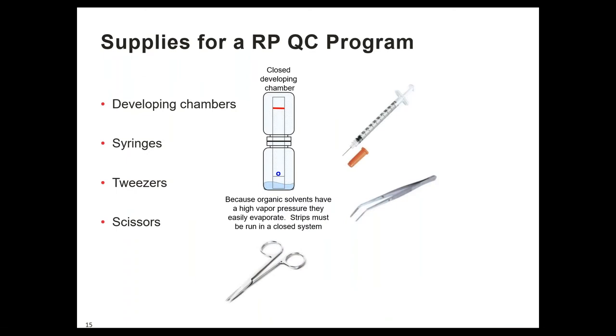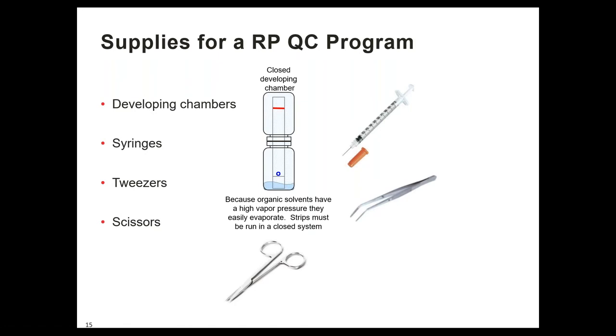So you will need some supplies for your QC program. Let's start off with the developing chambers. I've got illustrated here two small glass vials that have had the rubber stopper ripped out and the aluminum crimp removed, and they're standing on top of each other to make an enclosed environment. If this was saline, you only need the bottom container because saline is water and does not evaporate rapidly, where an organic solvent like acetone does evaporate, and you must have a closed system with any organic solvent.